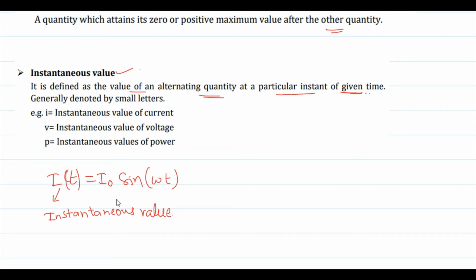because it tells about the particular value of that alternating quantity at a given instant of time, at a particular time t. What is its exact value? It tells about the instantaneous value. So we can represent the instantaneous value for current, voltage and power. We can represent the voltage also in the form of v of t is equal to v naught into sine of omega t. So it tells about the instantaneous value of that voltage.